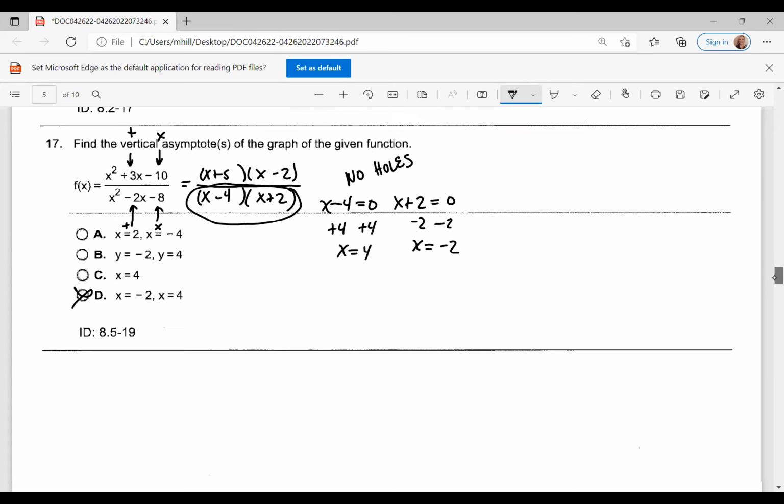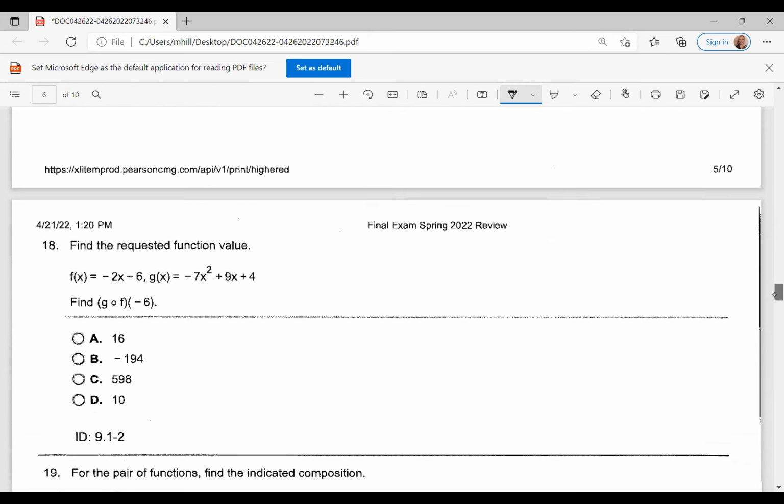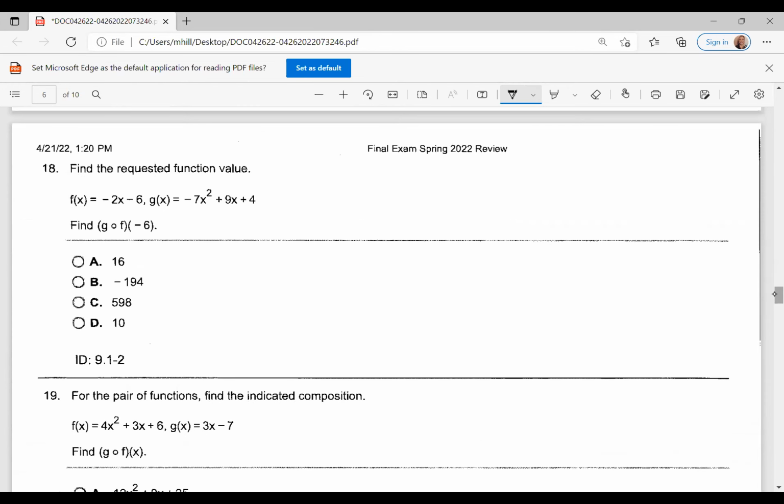It's been a while since we've worked one of these. This is back in the very beginning. It's asking me to find this composition of functions. So it's wanting me to find G, and I like to write it this way, of f of x. And it's saying that my x is -6. So the first thing I do is work on the inside, and then I'll go outwards from that.